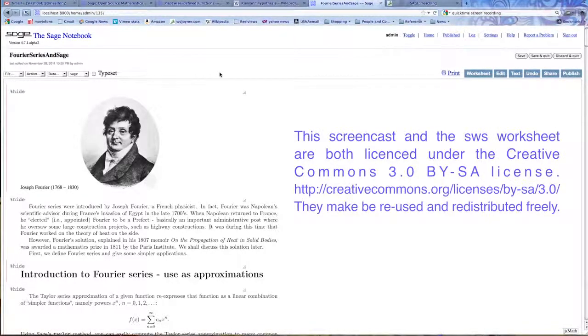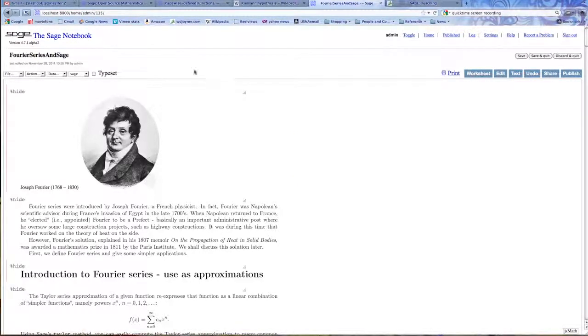This is David Joyner. I'm a professor of mathematics at the U.S. Naval Academy, and I'm going to show you how to use SAGE to do some computations with Fourier series.